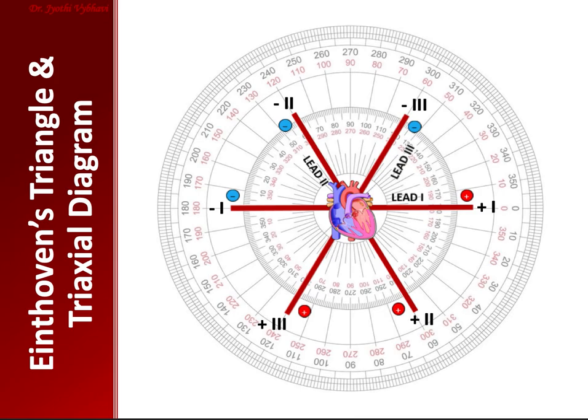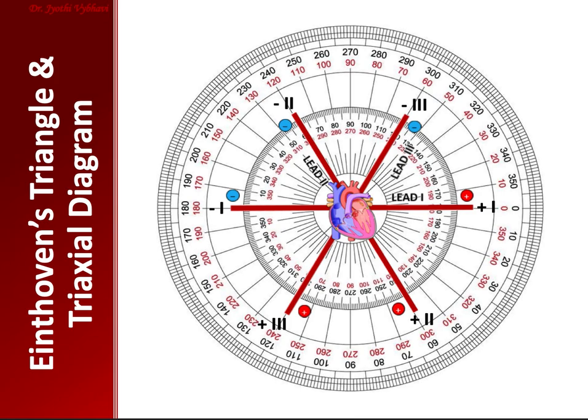Now, if I put angles for this, if I put a protractor and show you, you can see this diagram. So lead 1 is the horizontal axis and it is representing the 0 degree. It is seeing the heart from the 0 degree. Lead 2 is seeing the heart from the 60 degree angle, and lead 3 is 120 degree angle. See, 0, 60 and 120.